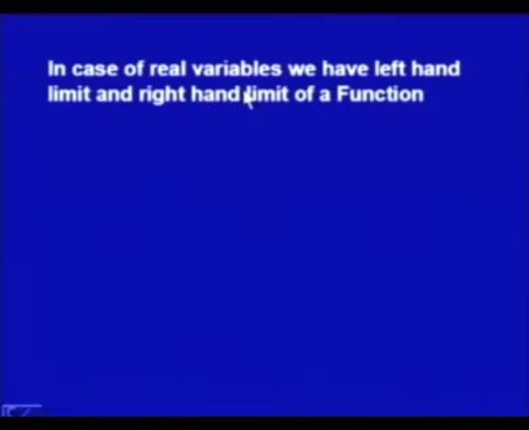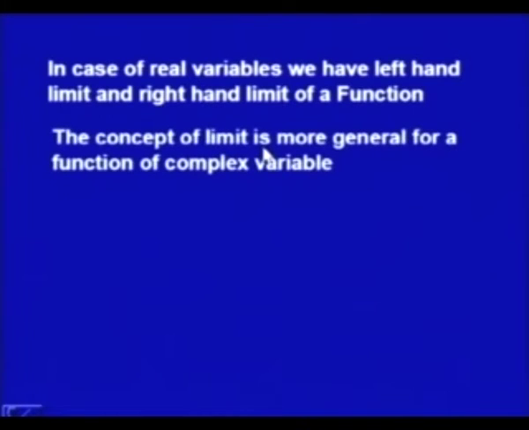In case of real variables, we have left hand limit and right hand limit of a function. However, in case of complex variables, the concept of limit is more general and we will not have only left hand limit and right hand limit. We have two limits in case of real variables because we can approach the point from left side or from the right side, because the function is defined on an interval. But in case of complex variables, we can have infinitely many paths to approach the given point z naught. So, in this sense, all the limits from all the paths should be equal, and we say this concept is more general in case of complex variables.